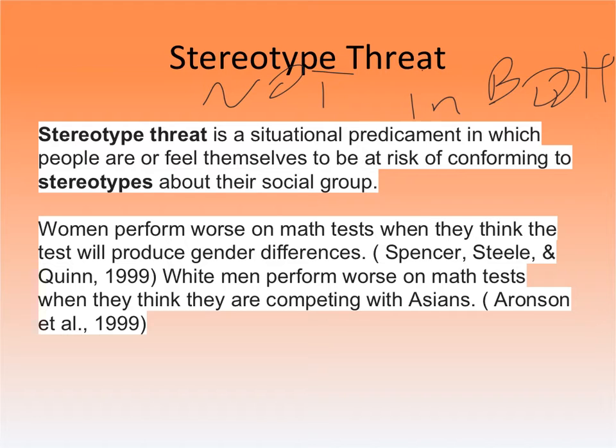Okay, so to summarize, stereotype threat: people who are, whether it's a stereotype that your race or your religion or your gender or whatever is not known to perform well at a certain task, you kind of psych yourself out, you get anxious, and you conform to that stereotype by not performing well on that task.